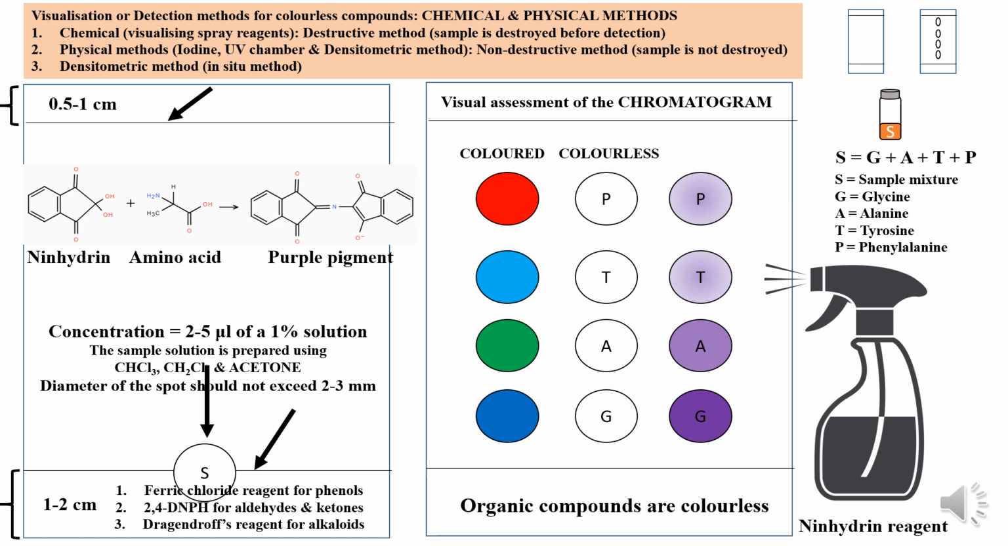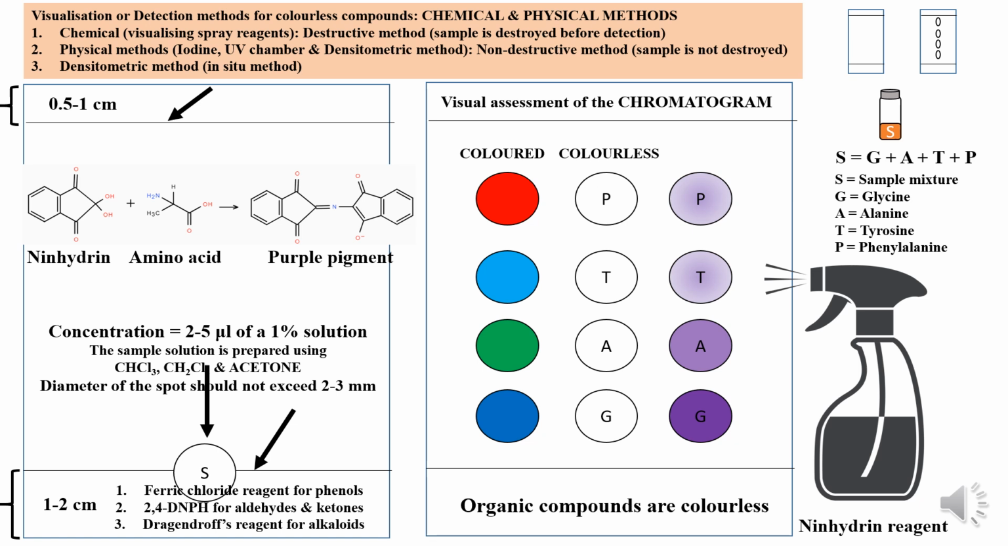So any reagent that you are making use of should be able to react with the components being separated, and that should result in a colored compound. Now there are several reagents available for different classes of organic compounds, like phenols, which can be identified using ferric chloride reagent.